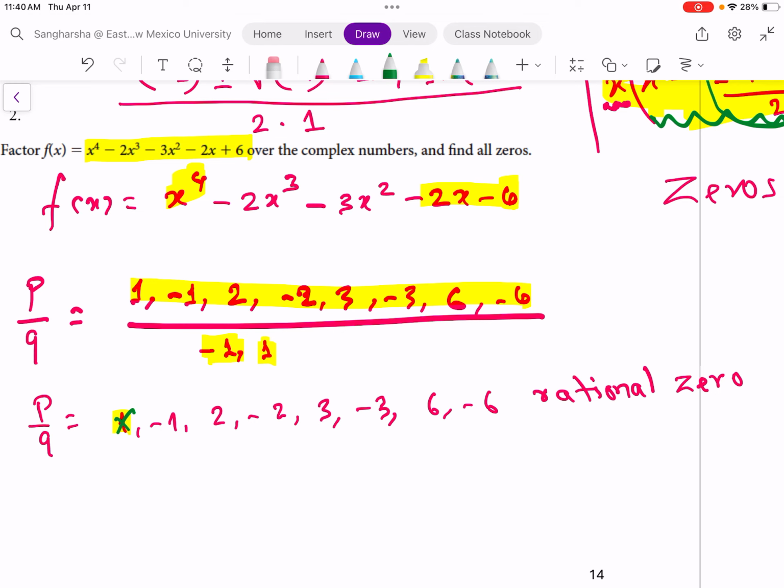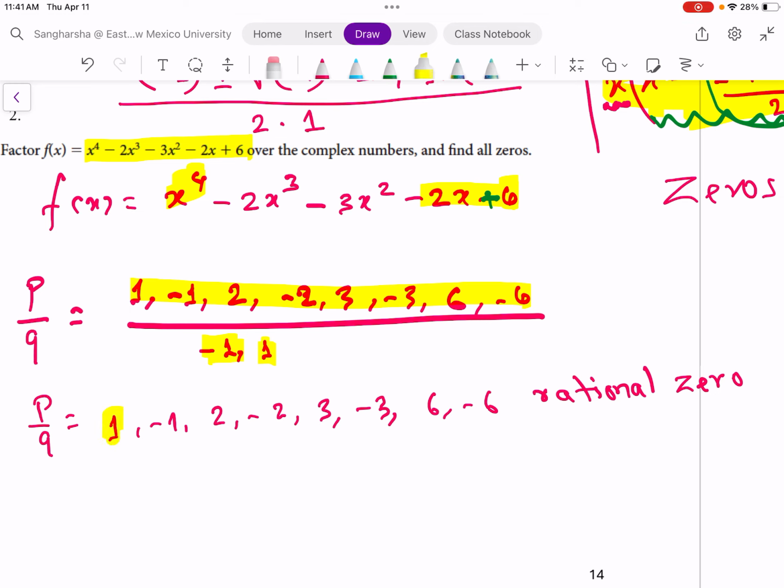Is it 1? Let's try. So we have 1 minus 2 minus 3 minus 2 minus 6. So 1 minus, with plus 6. Oh, okay, I'm sorry. So here plus 6. Now do it. So -2, -3, -5, -7. Yes, 1 is the real 0. So when we substitute 1 for every x, we get output 0. So 1 is the one real 0.